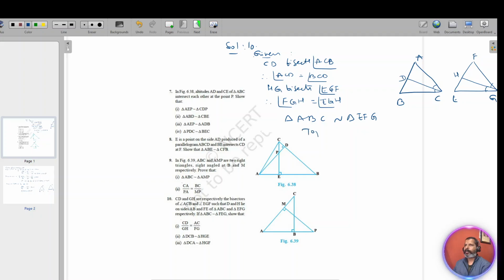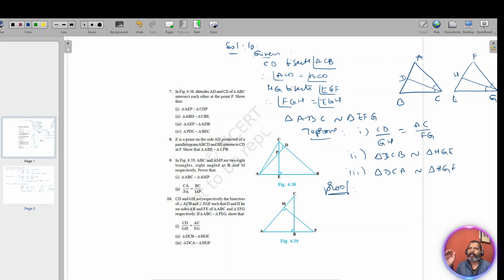So to prove, we copy whatever is asked. CD by GH equal to AC by FG. Second one, triangle DCB similar to triangle HGE, and triangle DCA similar to triangle HGF. We'll see the proof.